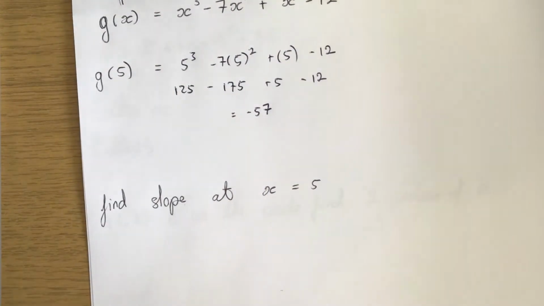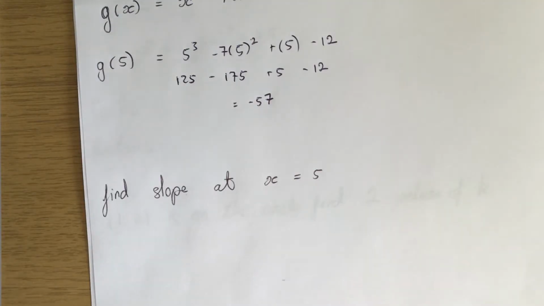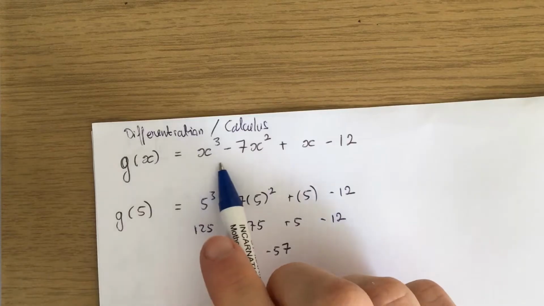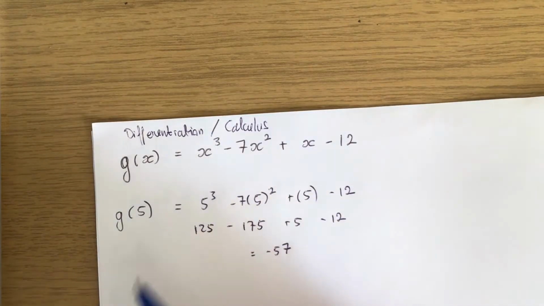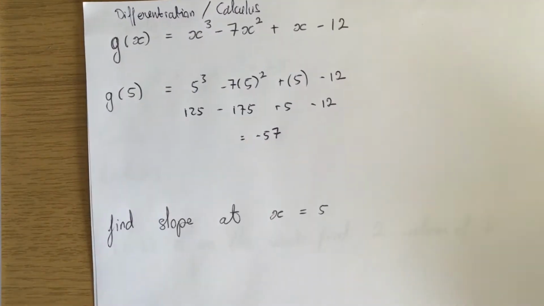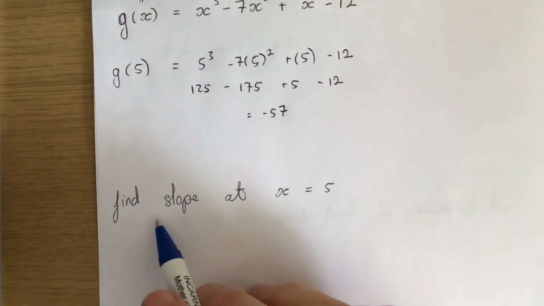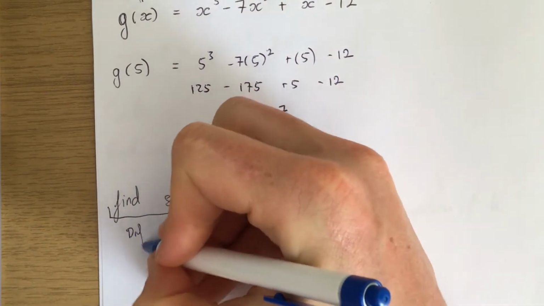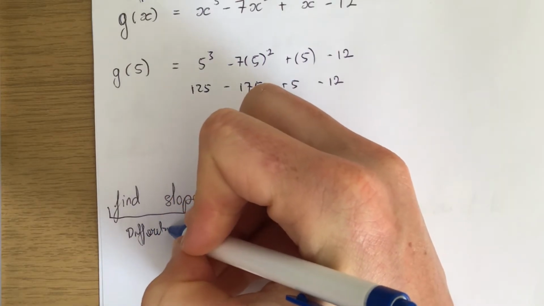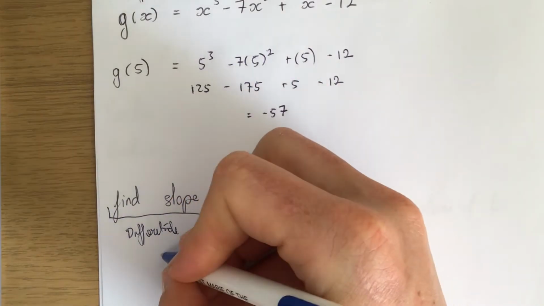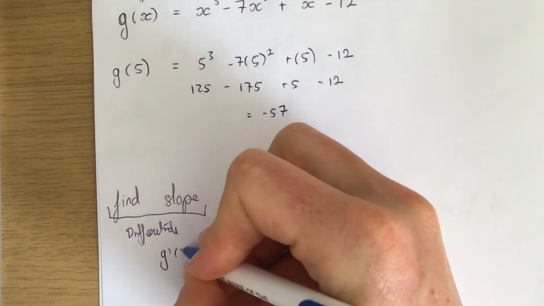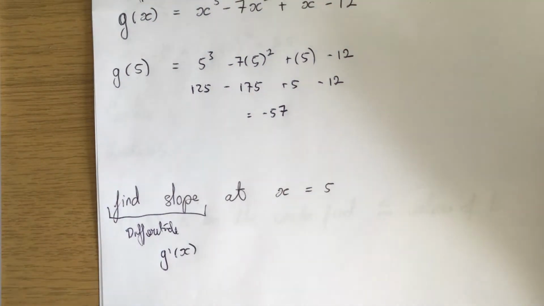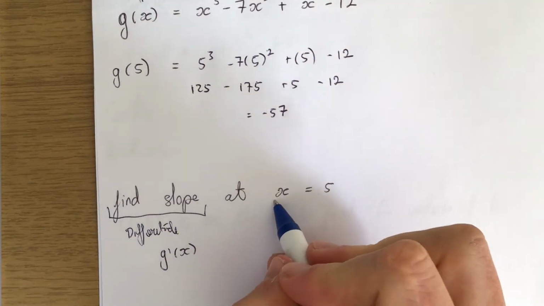Now, the second part of this question says, find the slope at x equal to 5. Now, with a curve, so this is going to be a cubic, so x cubed, you can also have an x squared. And if you're ever asked to differentiate these, or if you're ever asked to find the slope, that just means differentiate. So what you're looking for there is your g dashed of x. So find slope means to differentiate at x equals 5.